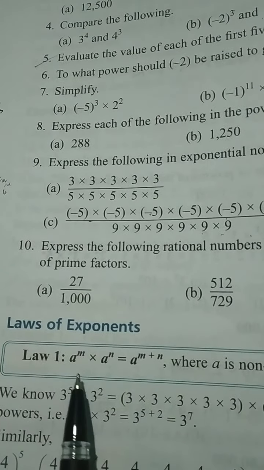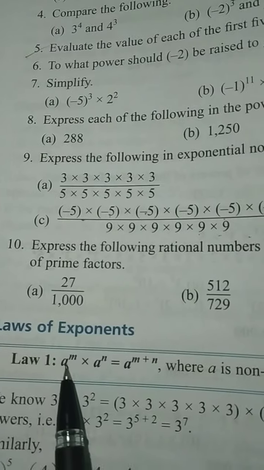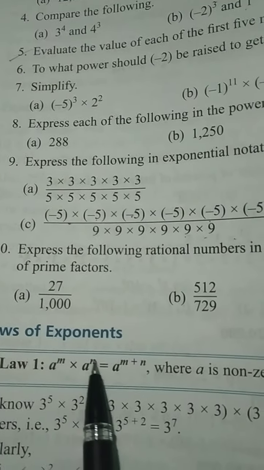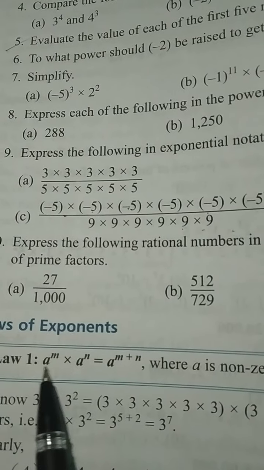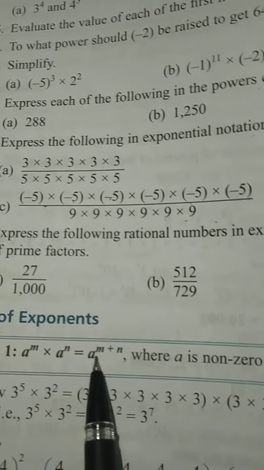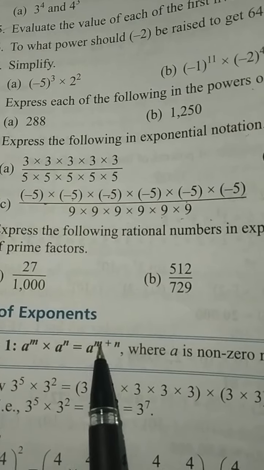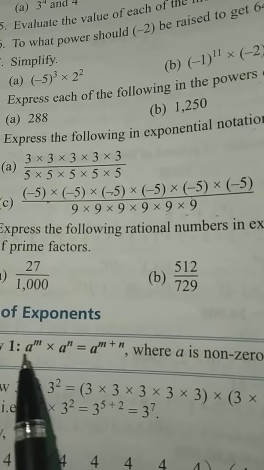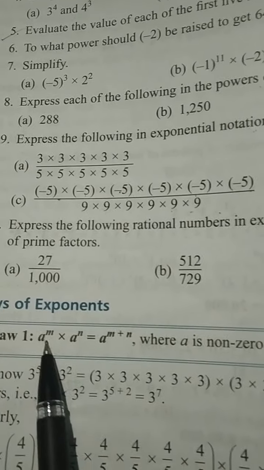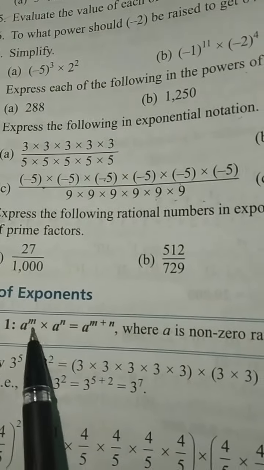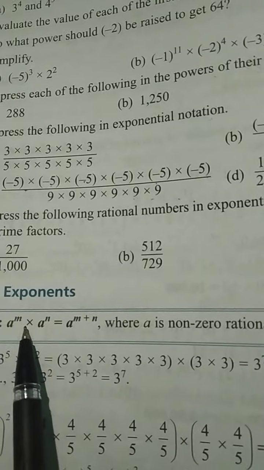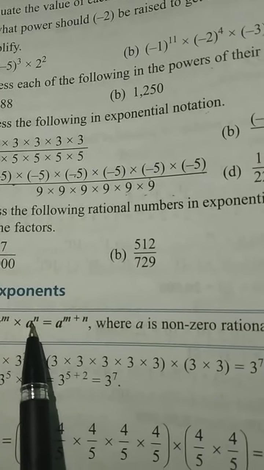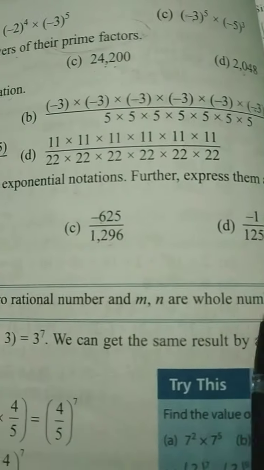The first law says, law 1, that is if the number will be in this form, a to the power m into a to the power n, these both are exponent, this is base, okay? Then its value will be equal to a to the power m plus n. We will add the power whenever the base are same. And what is a here? This is the general term, but what is a? A is any non-zero rational number. Okay? And what is m and n? M and n both are whole numbers.